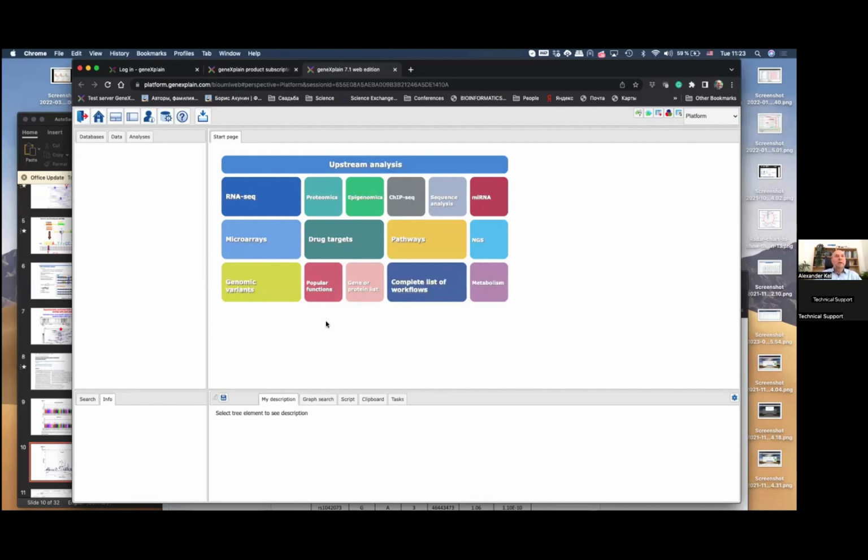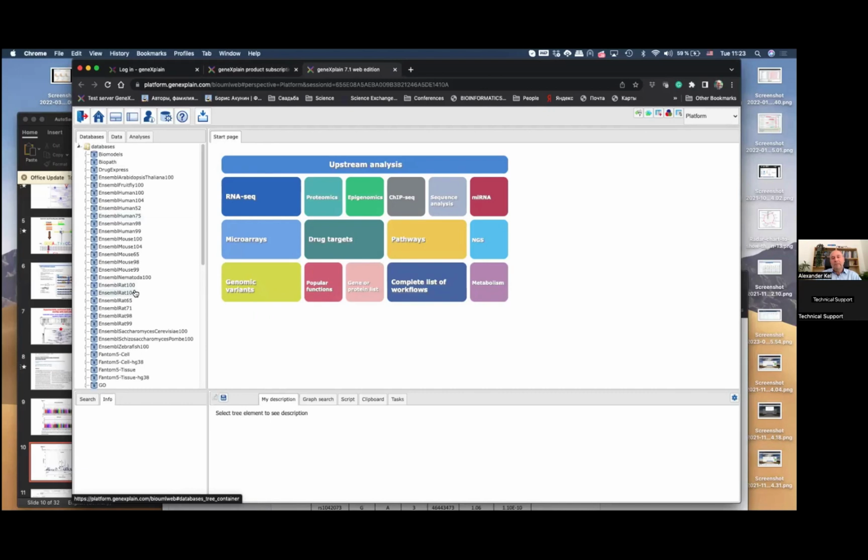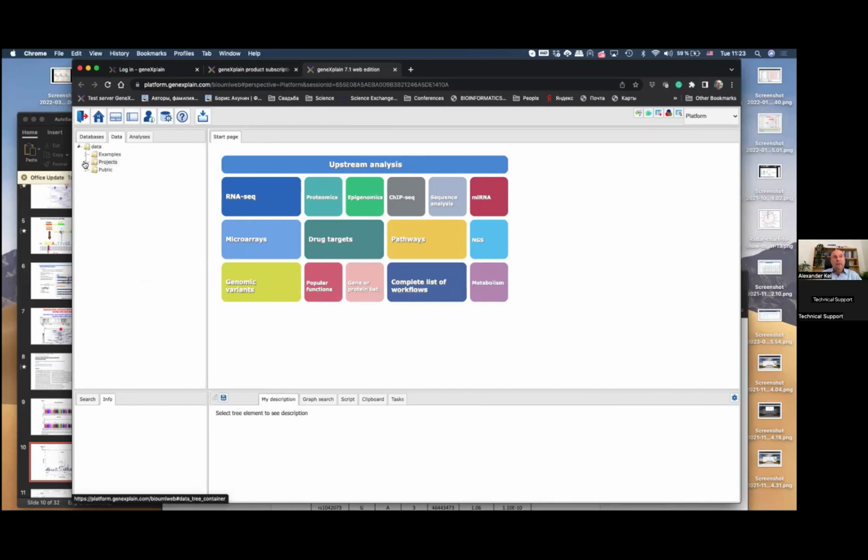Basically, you see here some topics where you can see the databases which are connected to this user account, the data of the user, the analysis tools, and in the middle of the picture, different categories which you can start exploring. So you can analyze your data if you have RNA-seq data or ChIP-seq data. And today we are talking about SNPs. These are data about genomic variations.